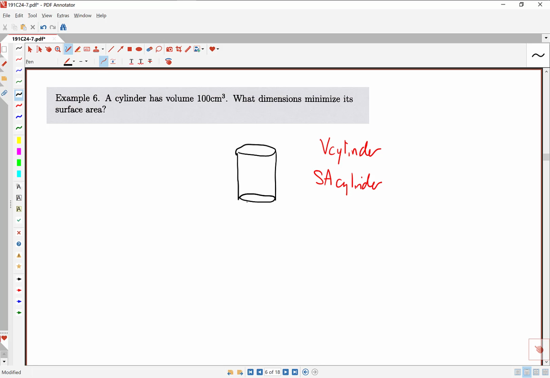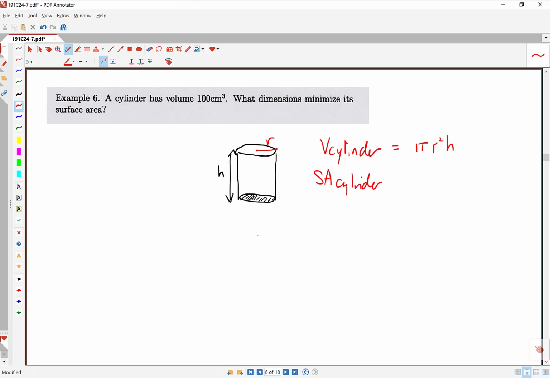So let's think about volume first. If you wanted the volume of the cylinder, you'd think about what is the area of a circle, and then you would just multiply that by whatever the height of our cylinder is. So we'll actually put some variables on here. Let's say r is the radius of the circle and h is the height. Okay, so volume for the cylinder, we'll take the area of the circle, pi r squared, and multiply it by the height to get that volume.